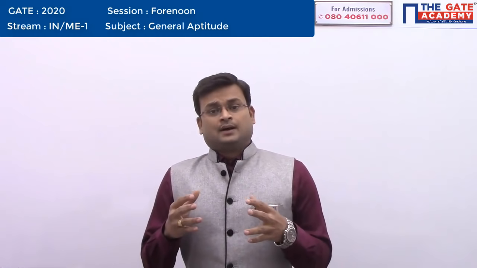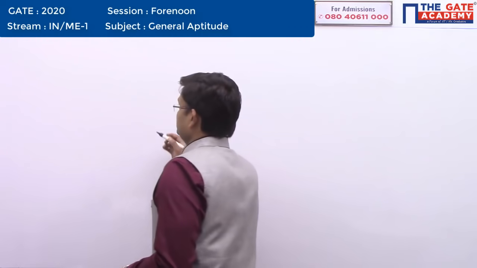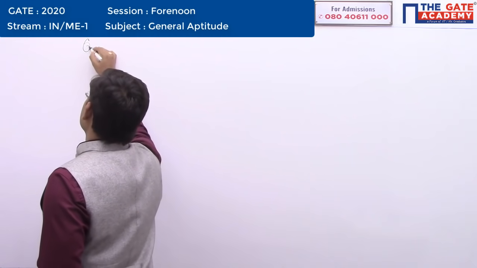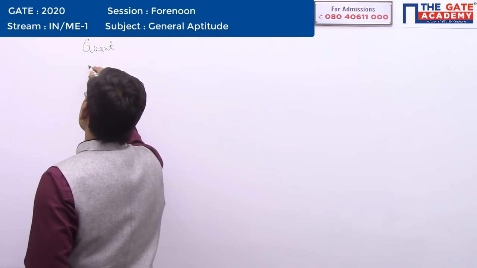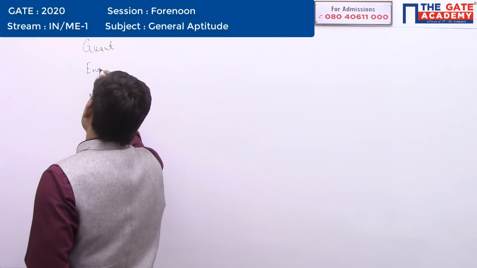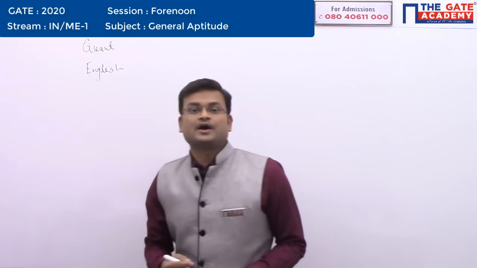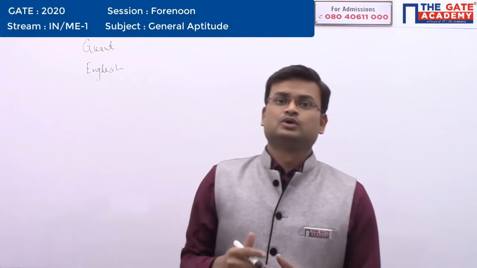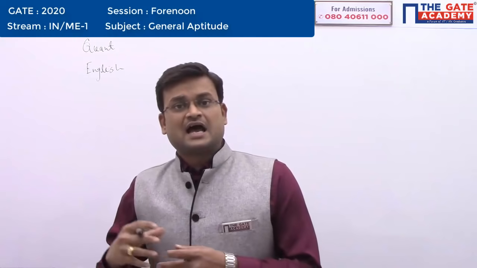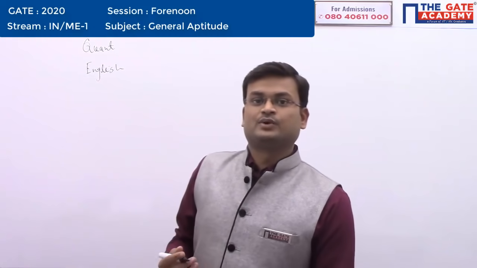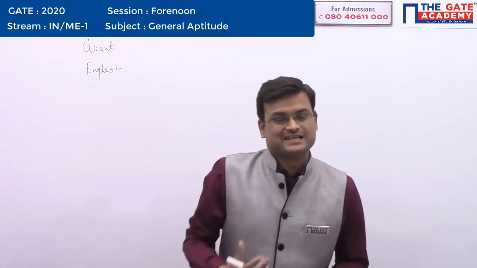Before going to the questions, I just want to quickly give a summary of the general aptitude section which came in the morning paper. There were questions from quant and English. English is again classified into two. Sometimes reasoning has a logical segment, and sometimes there is a verbal reasoning question.